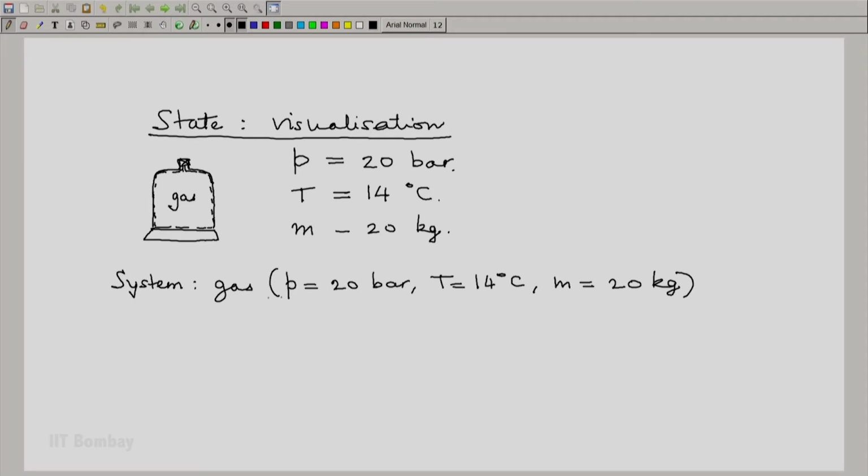Although this is the written description, notice the similarity of this. Now look at it from the point of view of coordinate geometry. Remember that there are three properties, so we could consider three dimensions. Isn't this equivalent to saying that we have a point in three-dimensional space represented by x equals 20, y equals 14, z equals 20? Point in space.